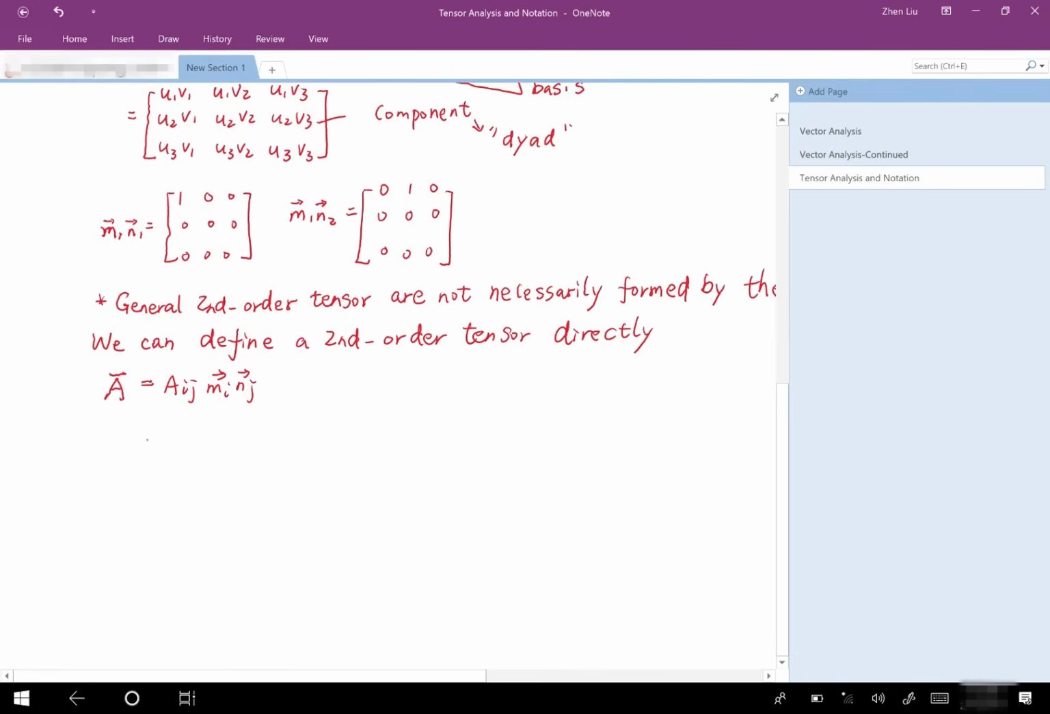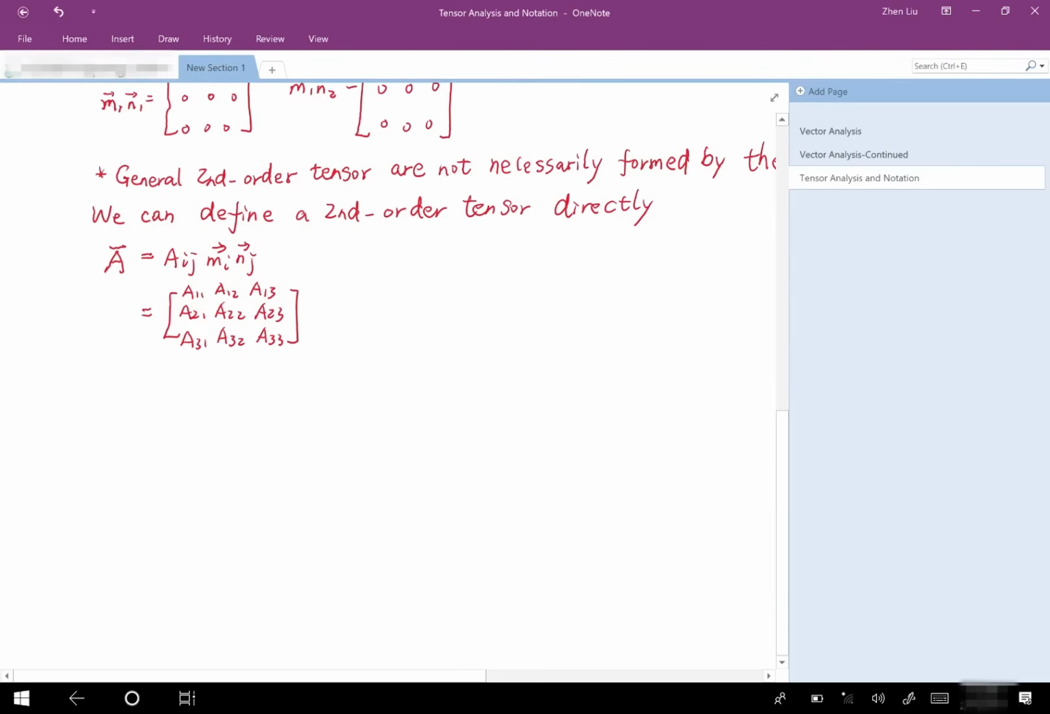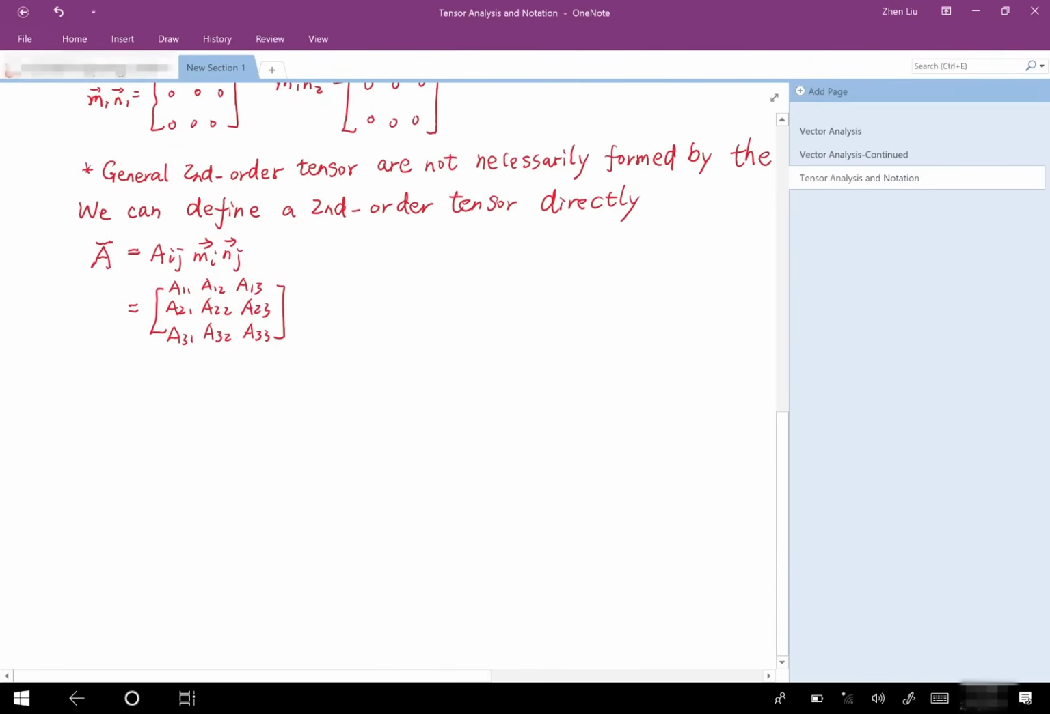And if we use matrix, we can write it in this way. A11, A12, A13, A21, A22, A23. So this is how to define a tensor using index notation with Einstein convention, and also using matrix notation. And if we are talking about tensor notation, just write it in this way. If you are talking about handwriting, you just write it in this way.